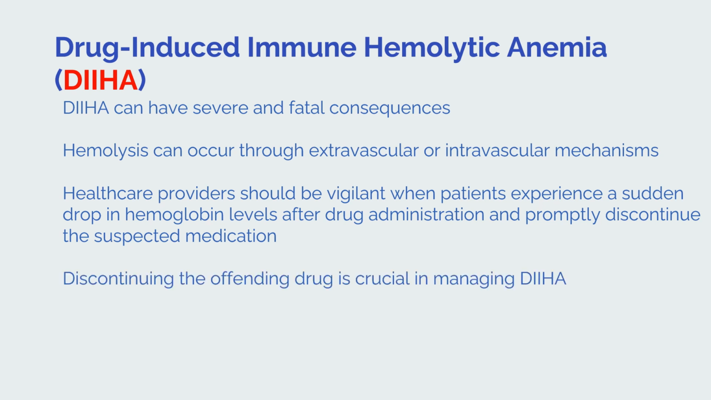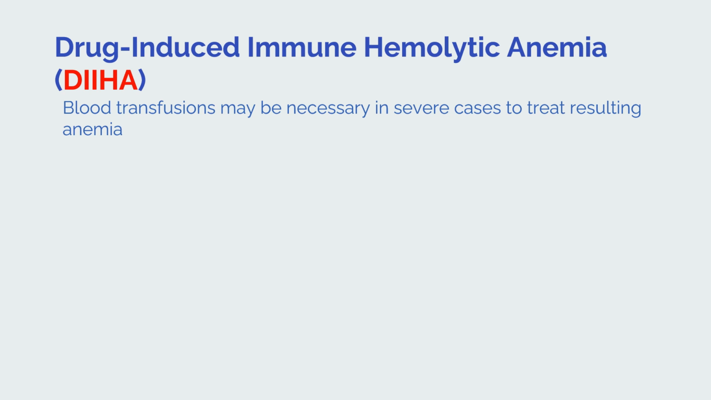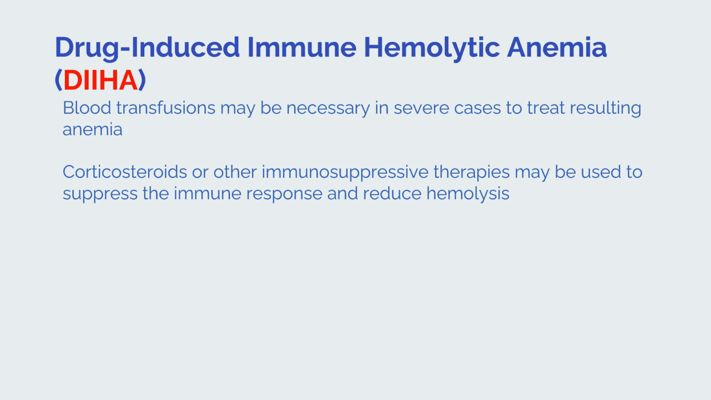Managing DIHA involves discontinuing the offending drug and providing supportive care. In severe cases, blood transfusions may be necessary to treat the resulting anemia. In some instances, corticosteroids or other immunosuppressive therapies may be utilized to suppress the immune response and reduce hemolysis.